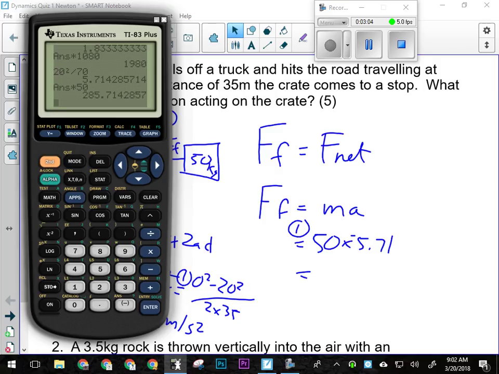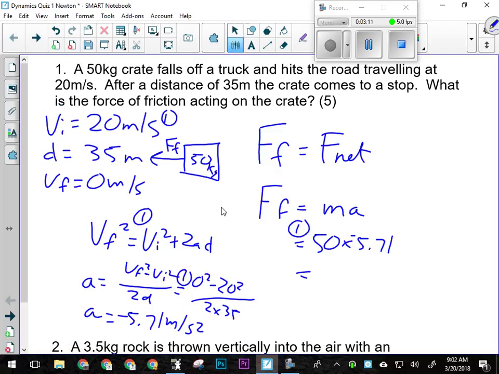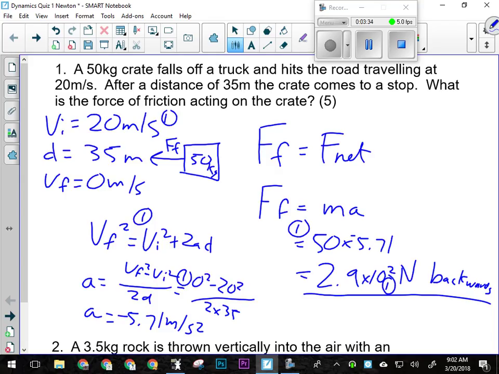So the force of friction acting on the crate to 2 significant figures, since that's all we have, is 2.9 times 10 to the 2 newtons. I'll accept negative or backwards as the vector there, because it isn't going forwards, and force is a vector quantity. Question? Okay, so that'll be our 5th and final mark there. Questions on number 1?